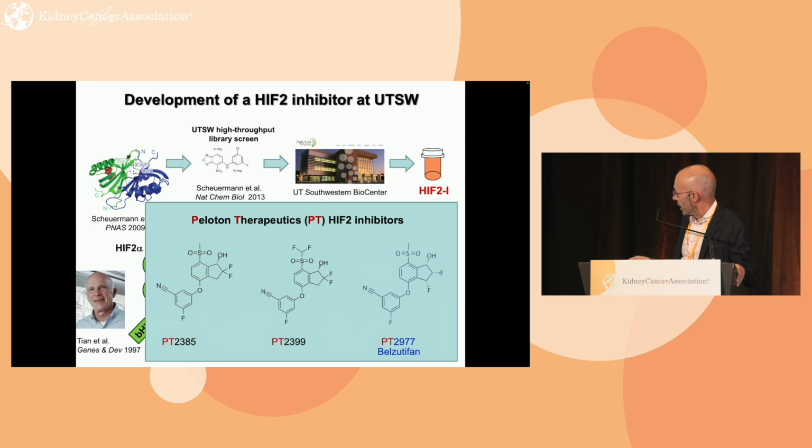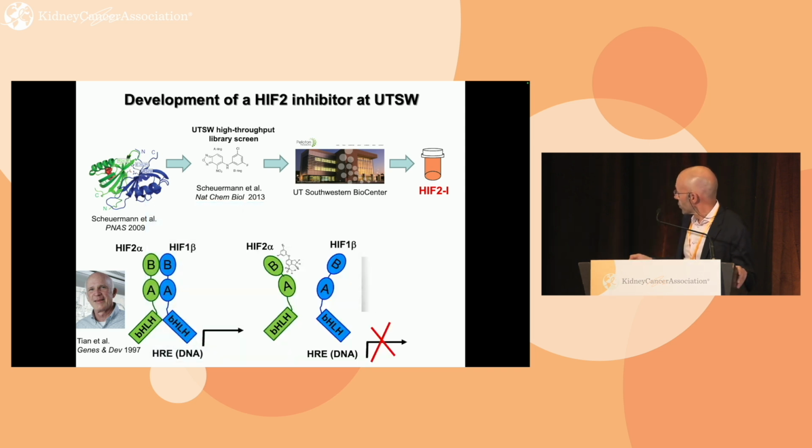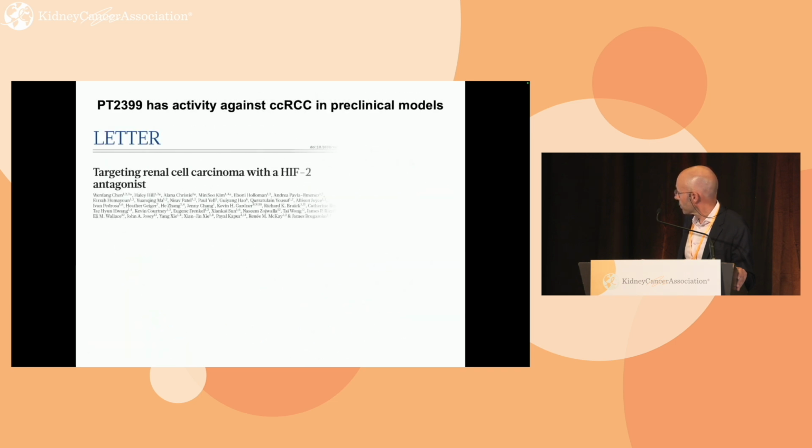I want to point out that the numbers that you see here indicate the number of iterations of these compounds. So the company went through several thousand iterations of these compounds before they arrived at the clinical compound. So, as Ching alluded to, we went forward and we wanted to see whether this was going to work for kidney cancer. And Bill Kaelin and I tried different models.